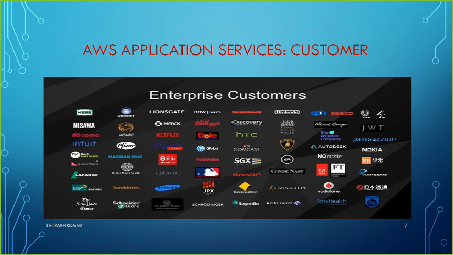So there are many companies here, like we can see some of the names here: MI, Nokia, MediaCorp, then Vodafone, Expedia. Philips is also using the services offered by Amazon. Services can be any. Some live streaming companies are using streaming services, some companies may use database services, some companies can use other application services according to their requirement, according to their need.